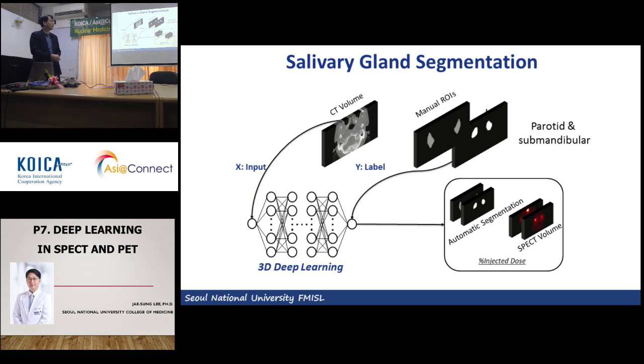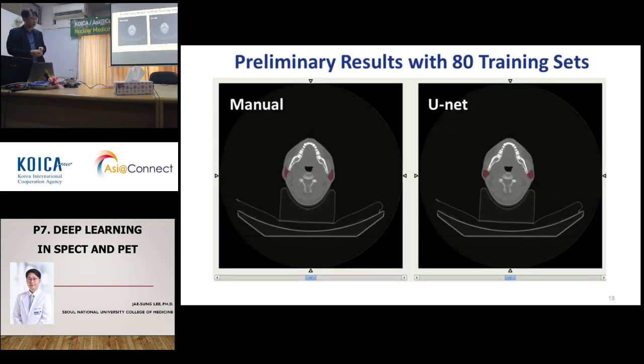Yeah. So now we are moving to other organs like the thyroid and the salivary gland segmentation. We also wanted to quantify the technetium activity in the salivary gland as well. So we did almost the same job, based on the CT data and the manually drawn volume of interest. And so you could see here.